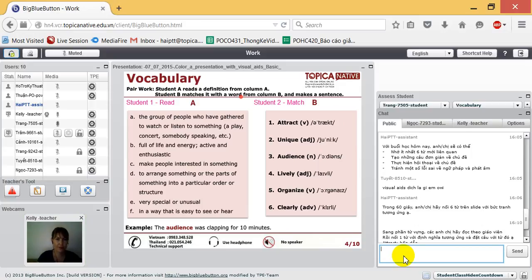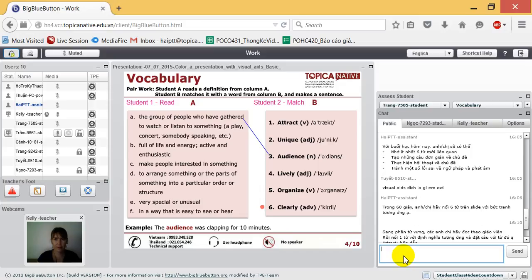Yeah, the group of people who have gathered to watch or listen to something, a play, concert, somebody speaking, etc. Thank you. And Tram, what does that match with? It matches with number 3, audience. That's correct. It matches with audience. And could you please create a sentence using the word audience?